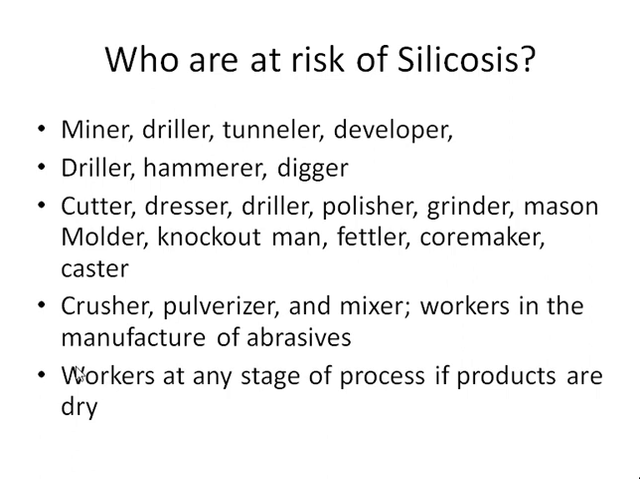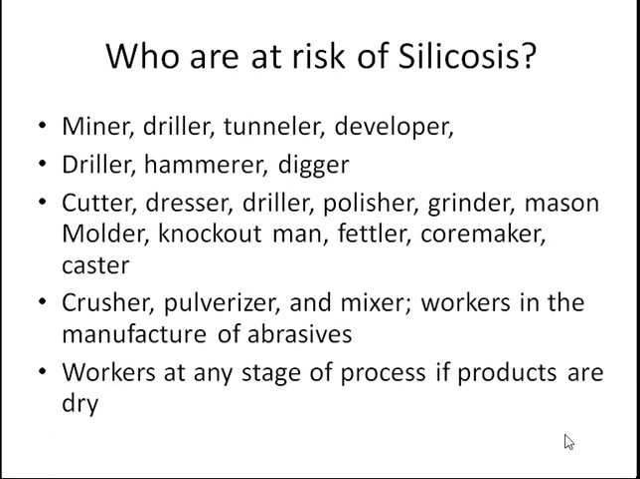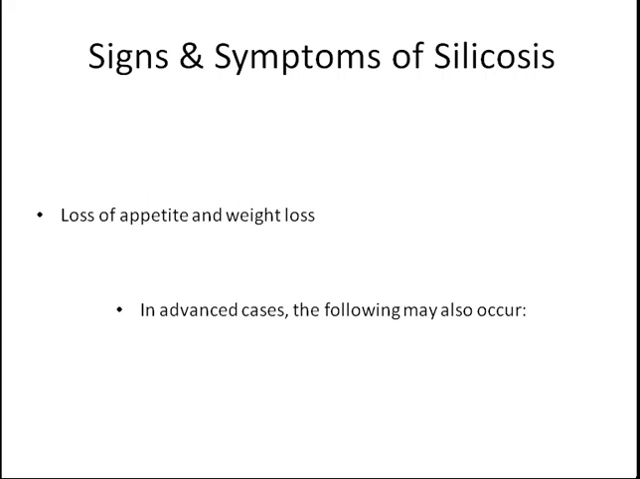So in a nutshell, I have summarized it on the last line, that is those workers who are at any stage of process if products are dry. So what is the significance of this line? If products are dry, then obviously there would be dust originating. So the dust would produce the disease of silicosis. Now, if somebody develops the disease, then what signs and symptoms can be found in that person who is silicotic? That means who has developed silicosis.